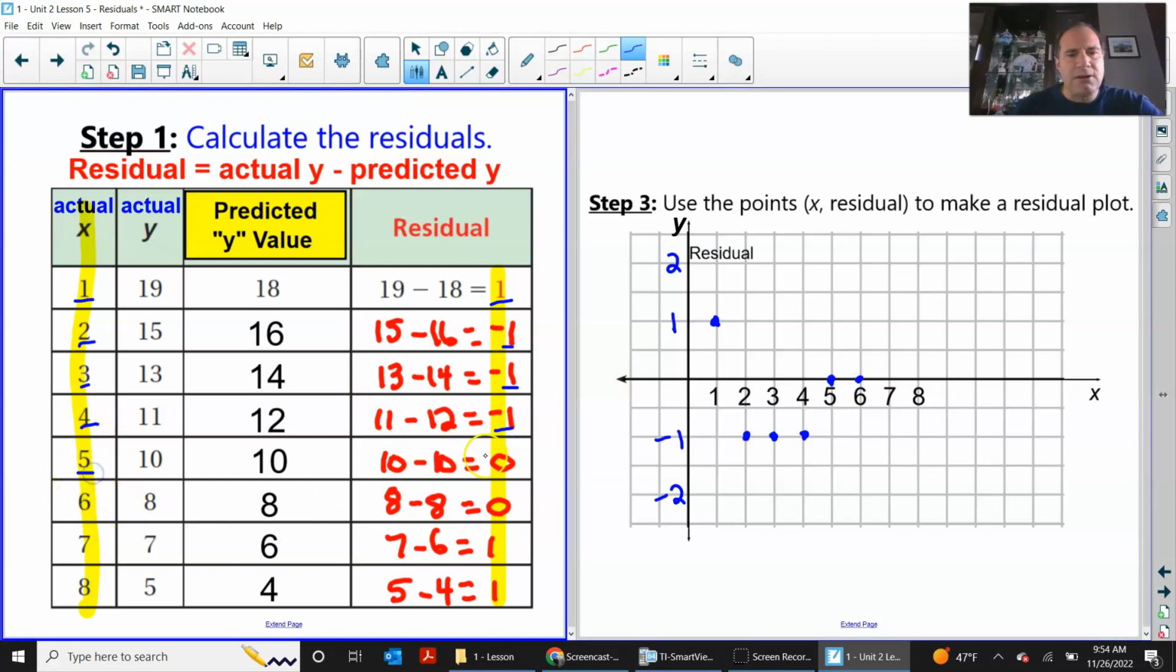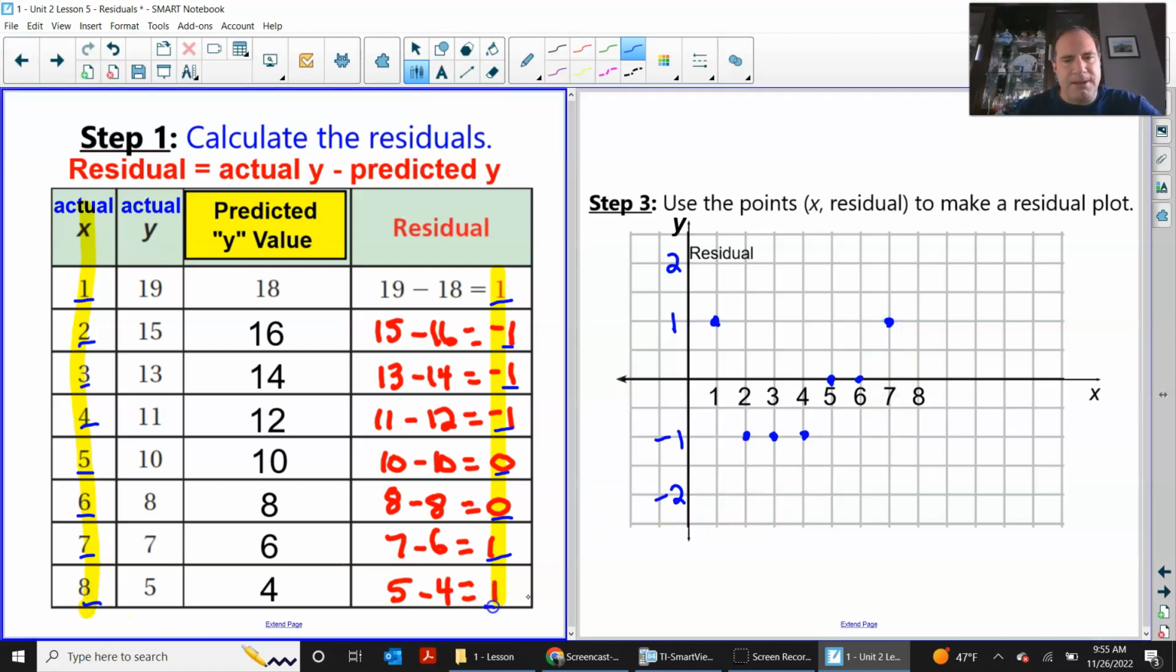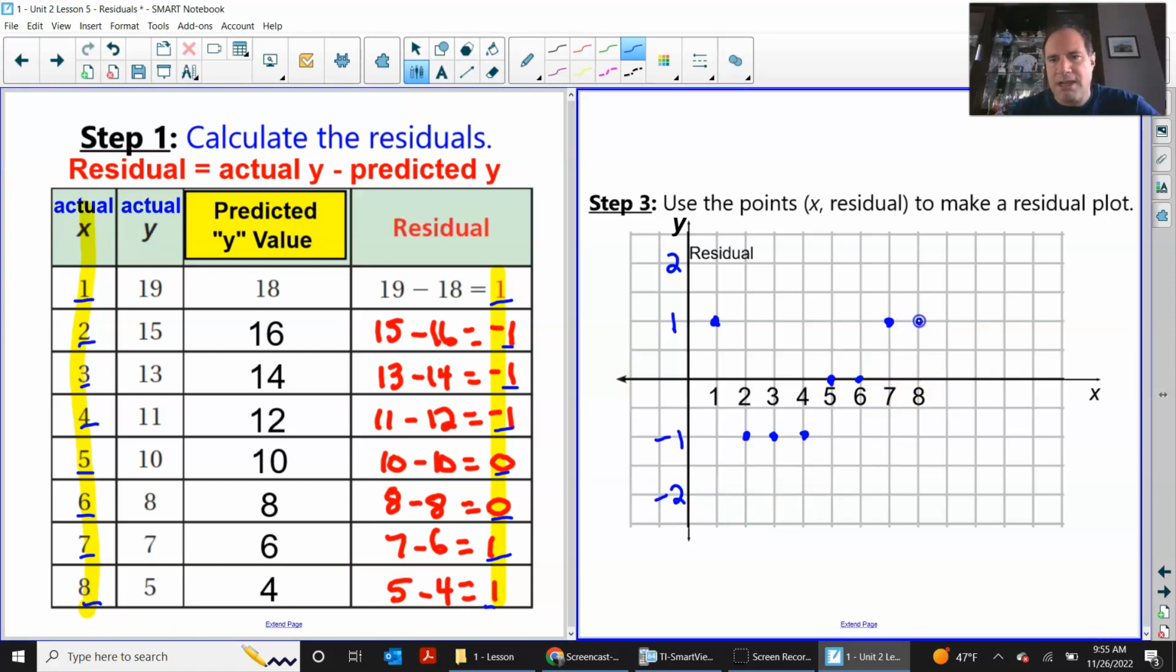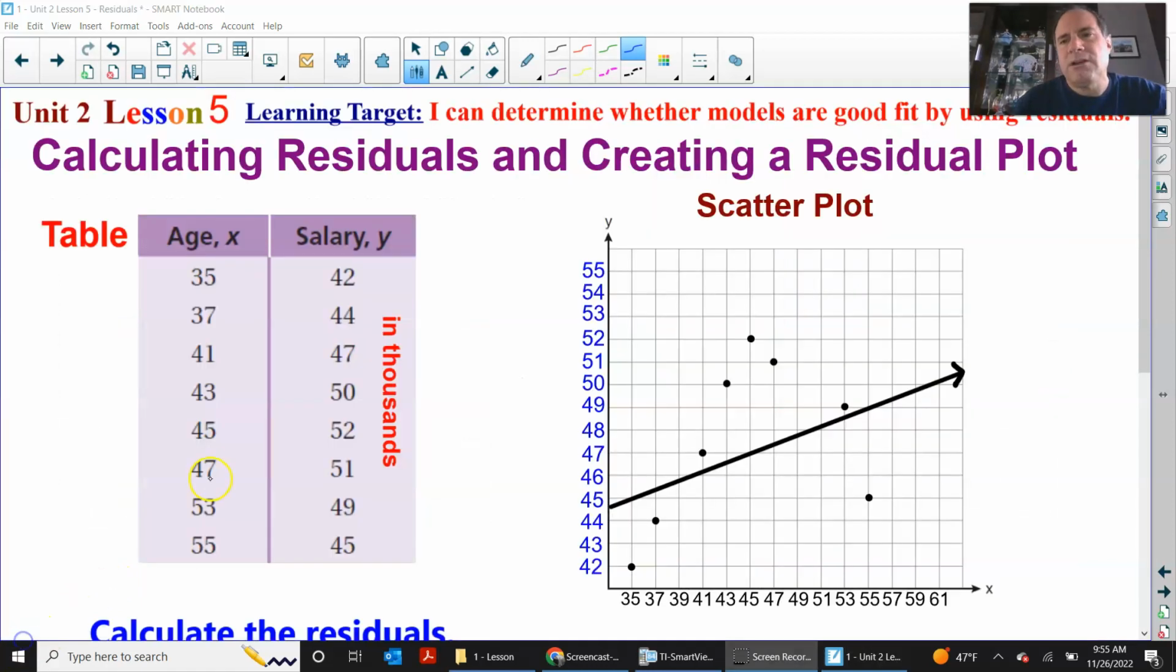That's what you're graphing when you're talking about a residual plot. At 7, you're taking the actual X and then taking the residual to plot that. So 7 is +1. And then 8 is +1. No trend. Not a U shape, not anything. So that means that the trend line is a good fit. So we can go on right now.